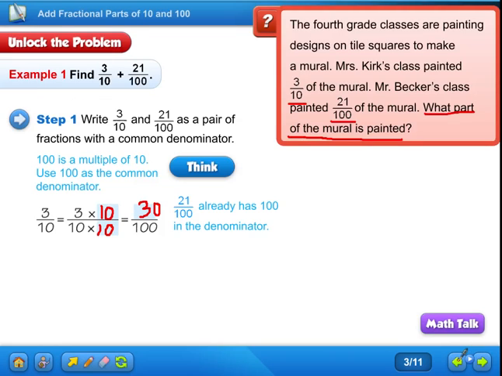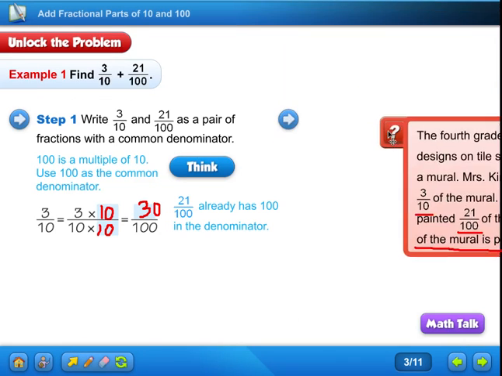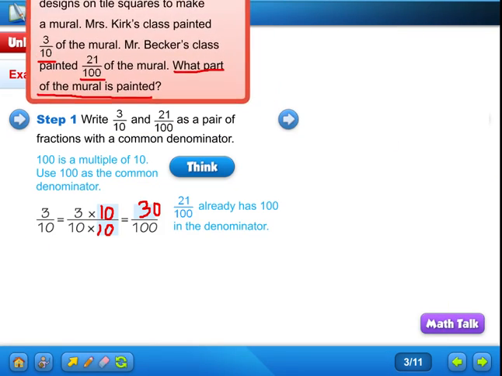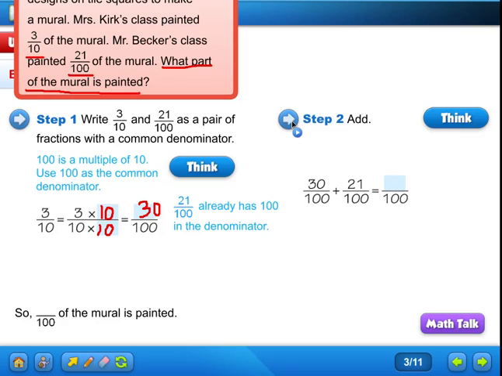Whoops. Sorry. There's my other arrow. I was looking for it. All right, let me move this up here.